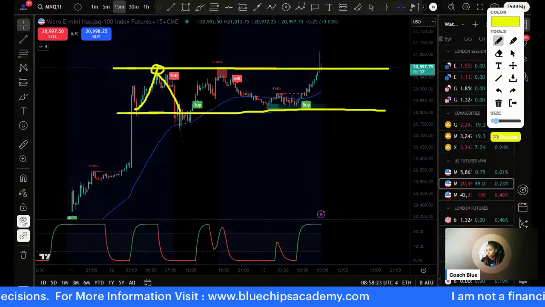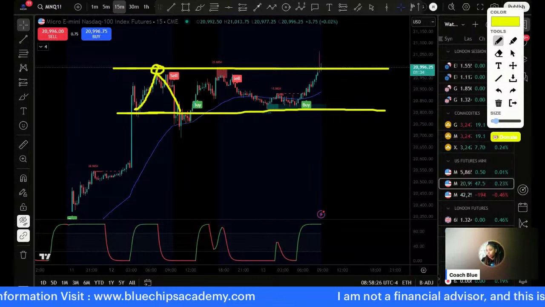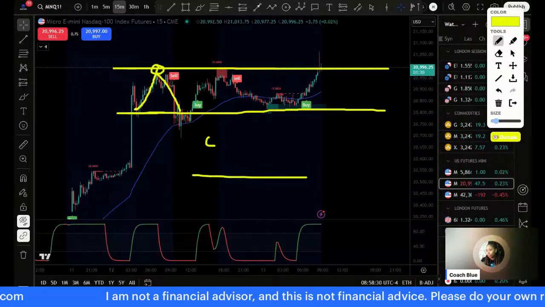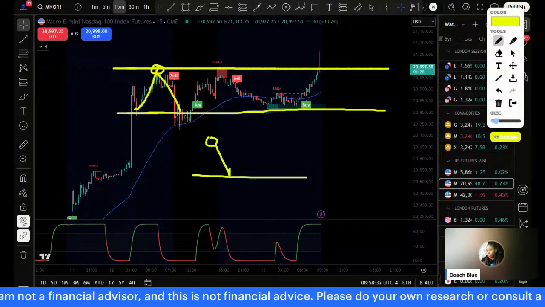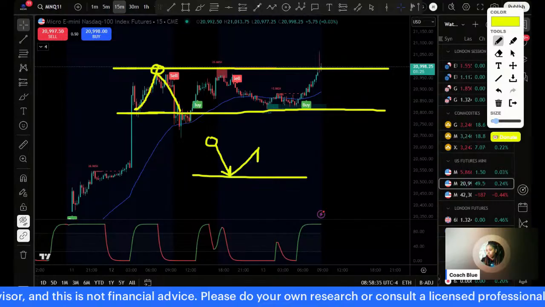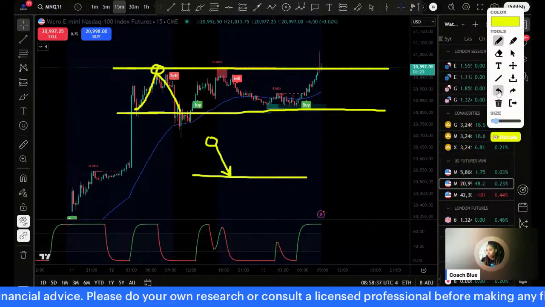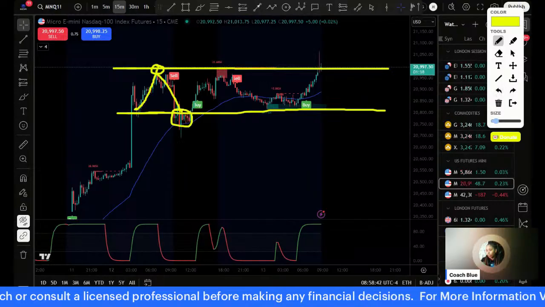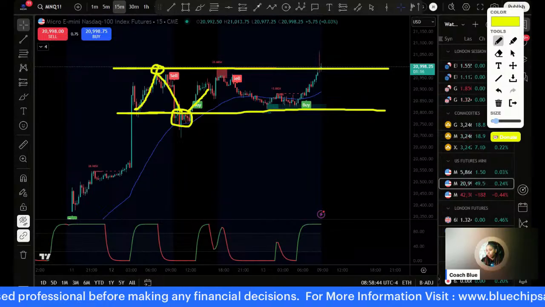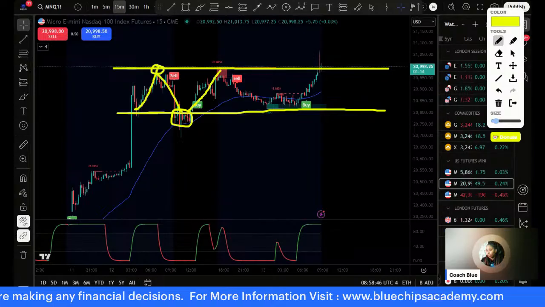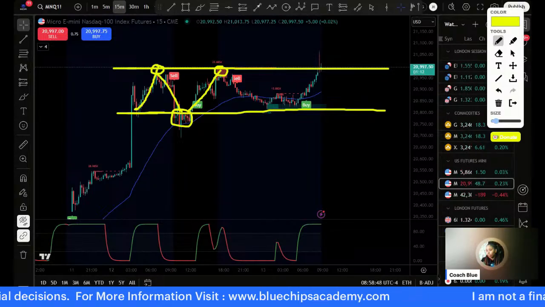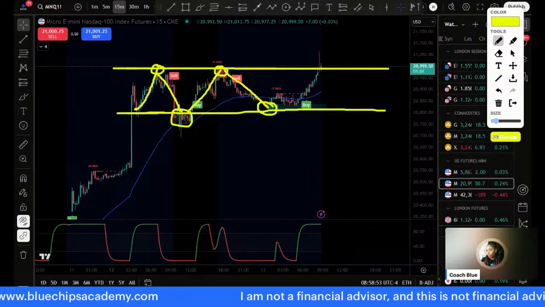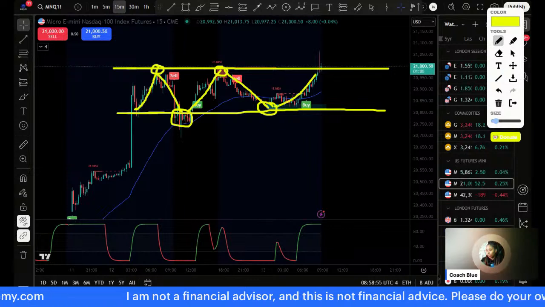Now, here we have the floor. The floor is known as support. When you throw the ball down to the floor, the natural reaction is for it to bounce up. So when price came down to this floor right here, what happened? It went back up. It came to the ceiling. What happened? It went back down. Came back down to the floor and now went up.